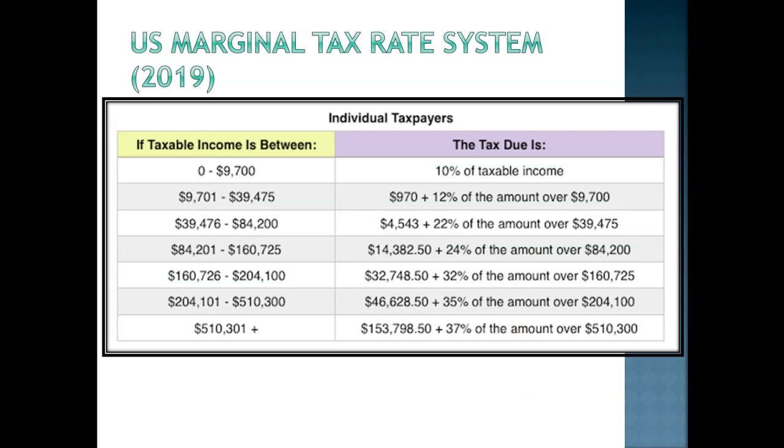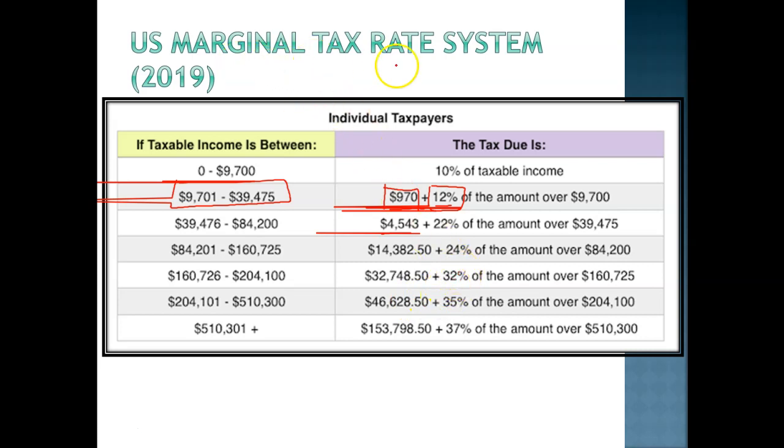So here's the 2019 U.S. marginal tax rate system. Okay, and so the idea is this: for the first $9,700, you pay 10% taxes. What if you make more than that? Well, you still pay this 10%, which is going to be this $970. But for every dollar above this $9,701, you're going to pay 12% on that number. Well, if you make above $39,425, then you're going to pay this amount, which is going to be the $970 plus 12% of this range, and it keeps going. So the idea here is as you increase your income, you are going to pay a larger percent.